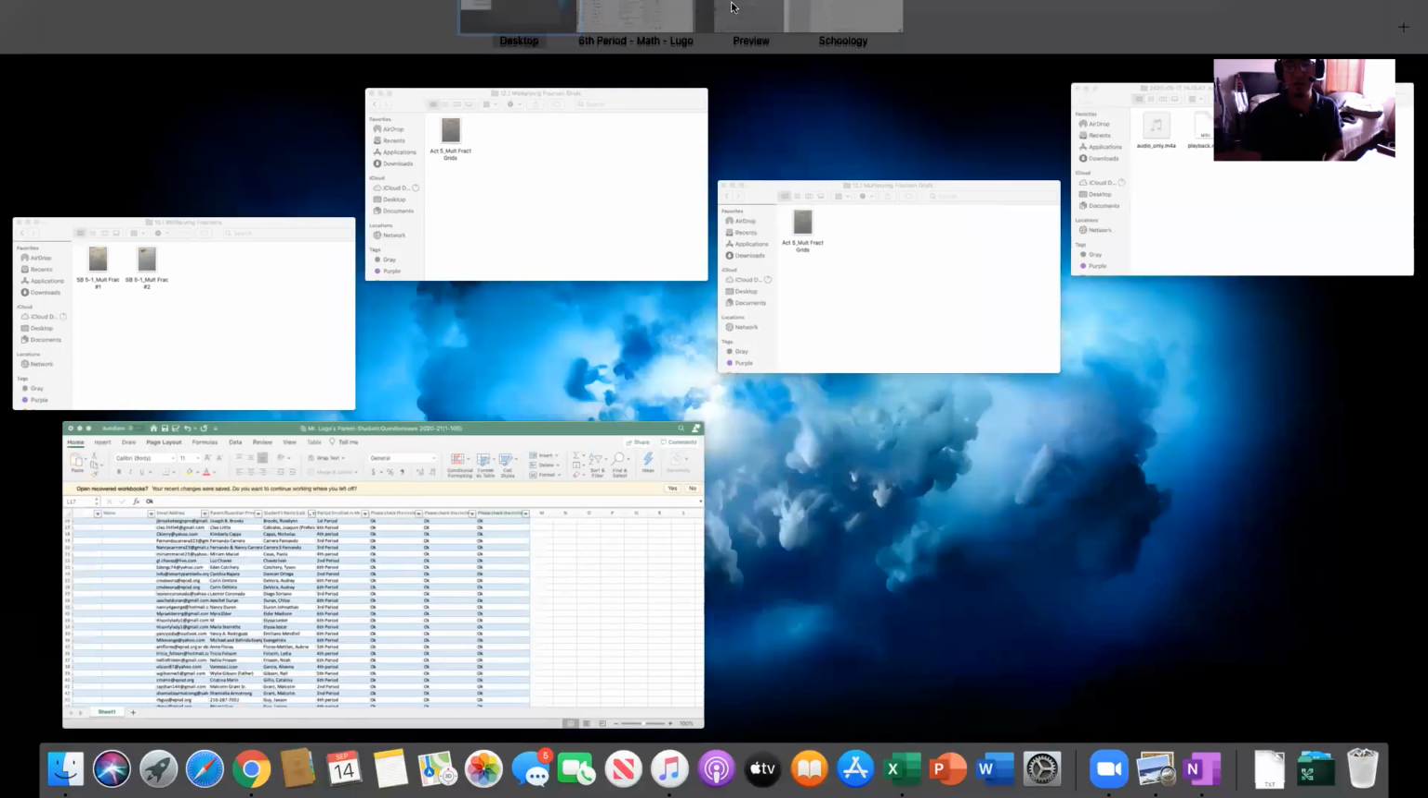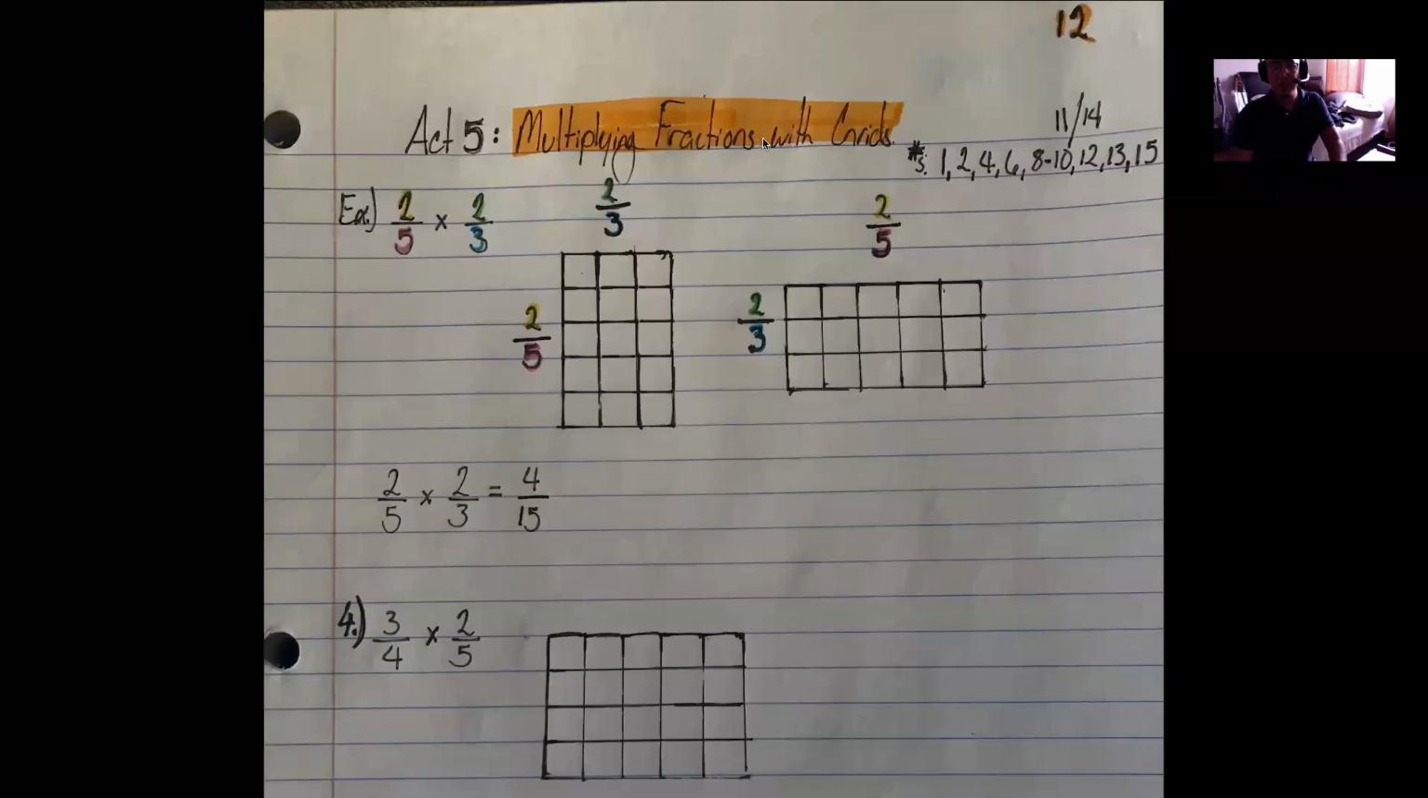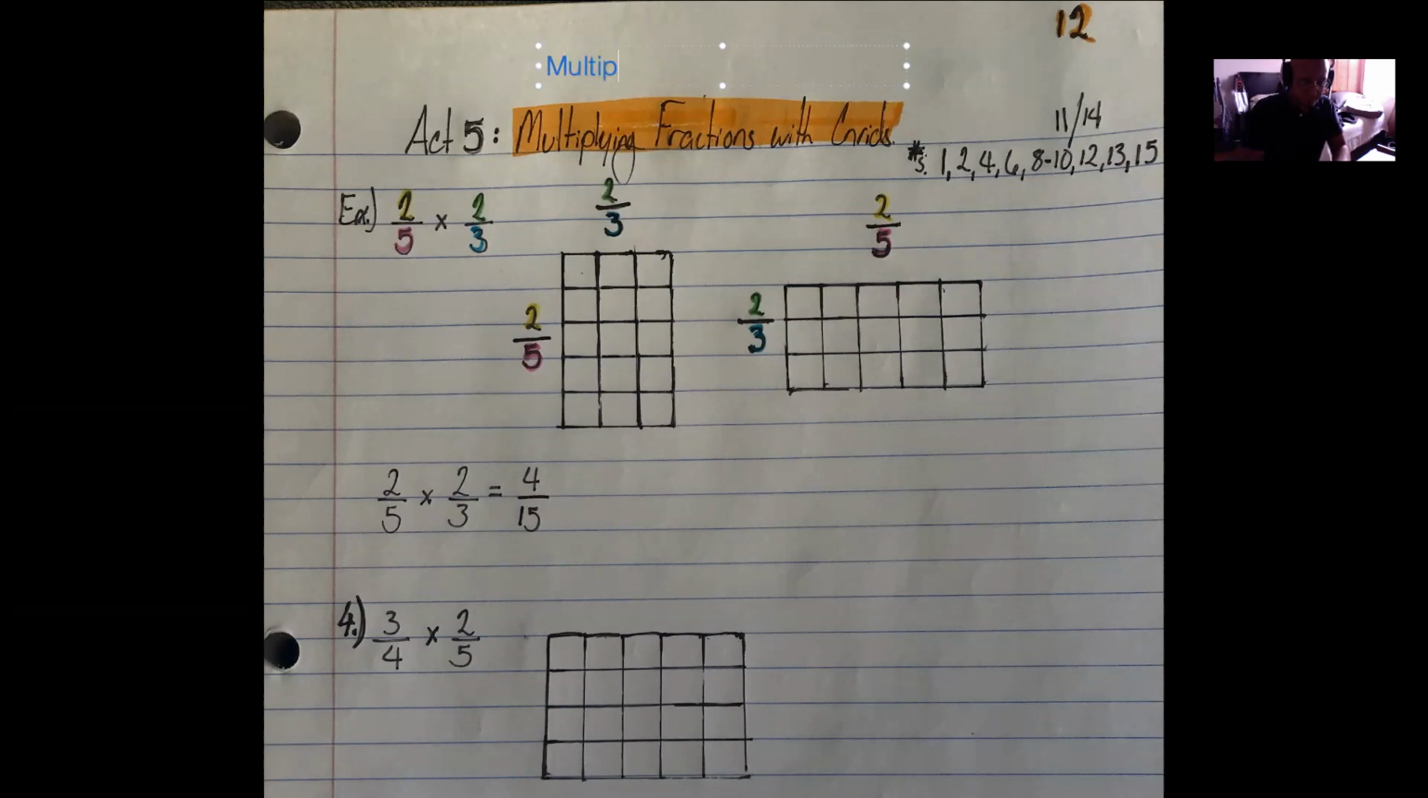Today's lesson is going to be focused on multiplying fractions with grids. And by now, it has been established that my handwriting is not the most legible. So let me type that in for you. Multiplying fractions with grids.